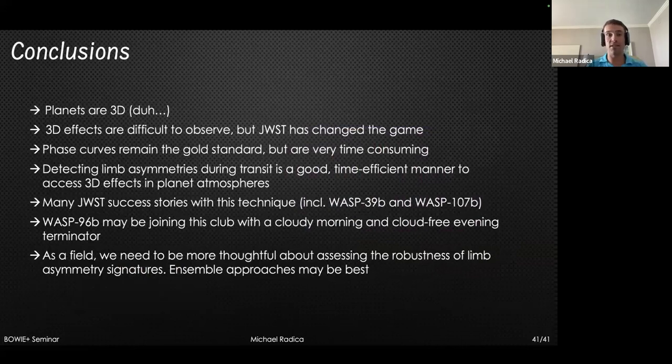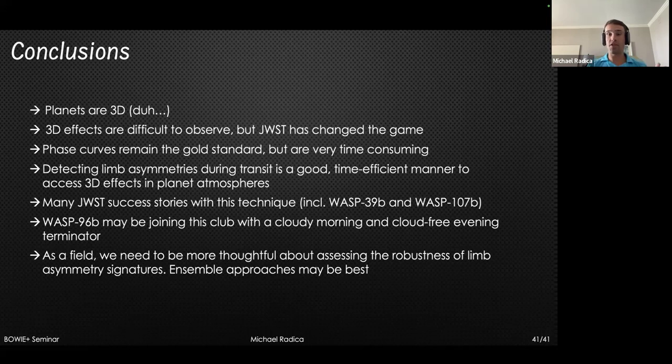Planets are obviously 3D, but 3D effects have been very difficult to observe in pre-JWST observations, either due to phase curves being simply photometric observations and it being difficult to disentangle reflected light and thermal emission, or HST observations with their big gaps between exposures being very subpar, for lack of a better word, right, to actually get limb asymmetry signatures from that very important ingress and egress domain. However, JWST has really changed the game for this.